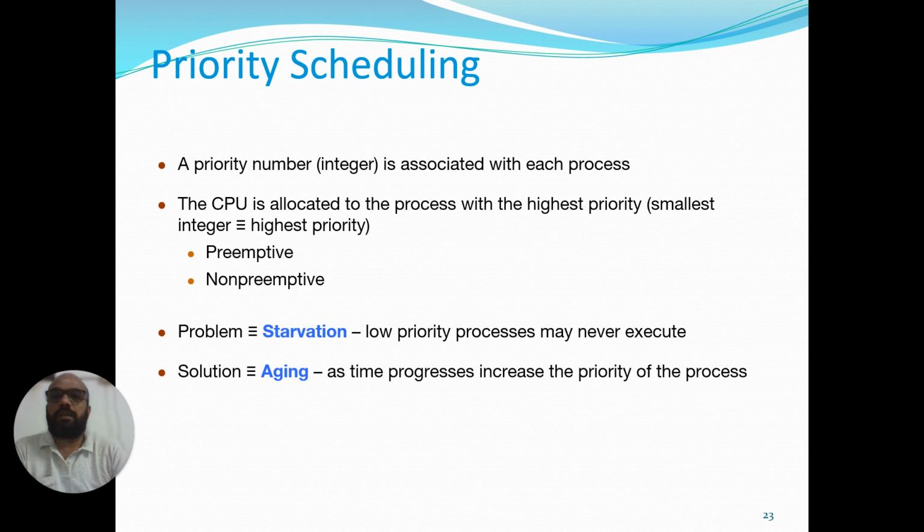Priority is a number or integer which we associate with the process. The smaller the number, the higher the priority. Whenever a process is given higher priority, it will be given the CPU for execution. Under priority, we have two categories: one is preemptive and another is non-preemptive.